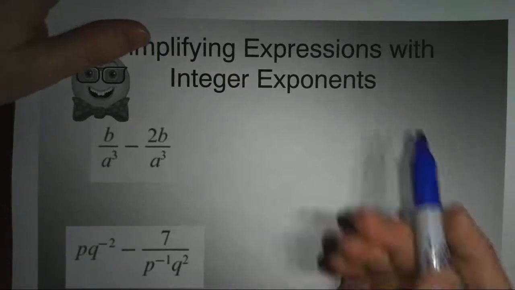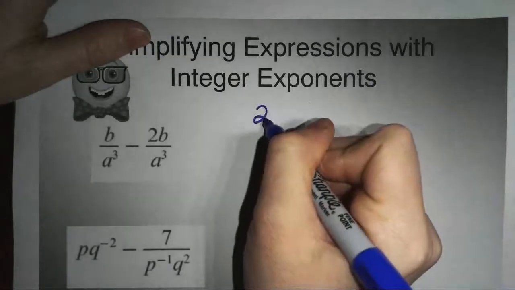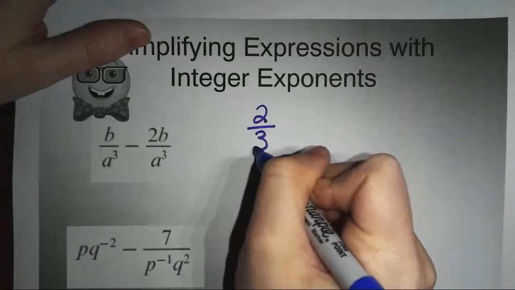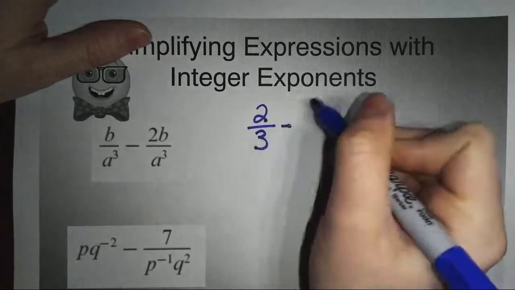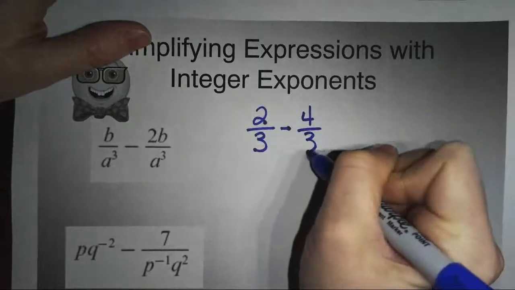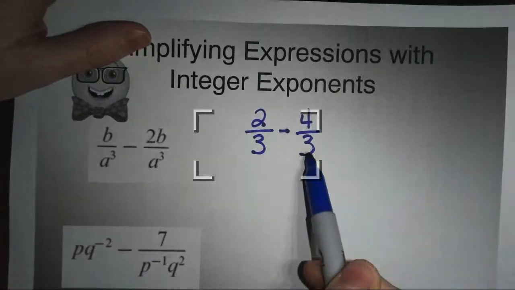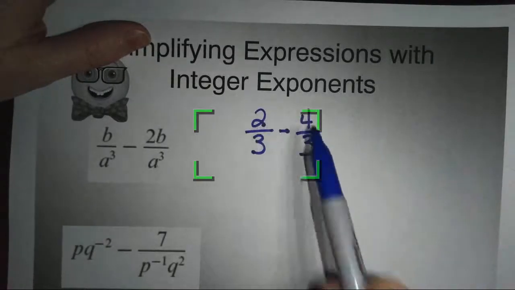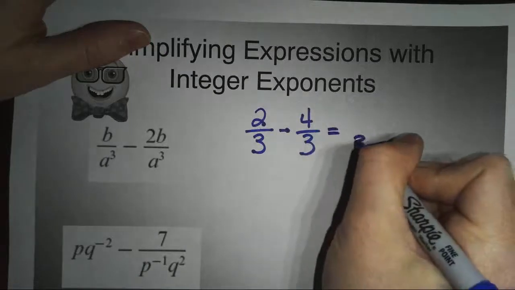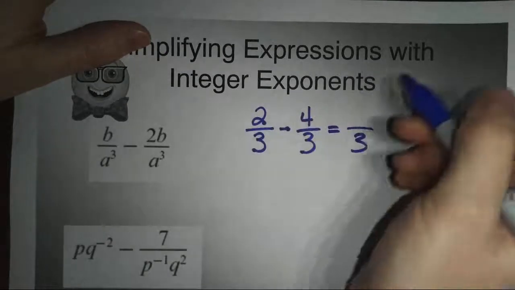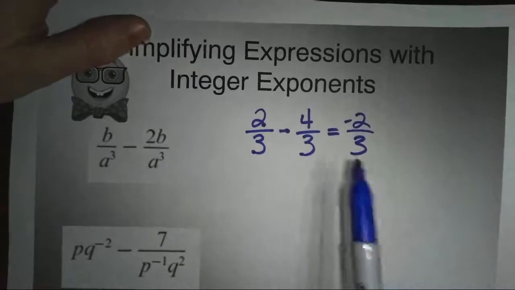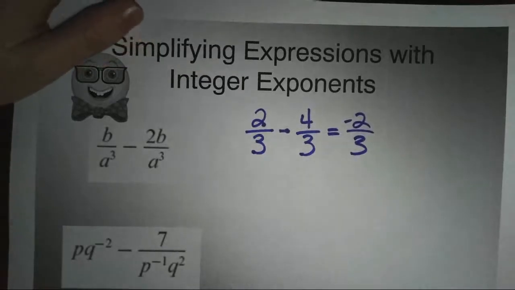So, for example, if we had, say, 2 over 3, and we were subtracting 4 over 3, we have a common denominator here. So we can simply subtract the numerators and keep our common denominator. So 2 minus 4 would be negative 2.